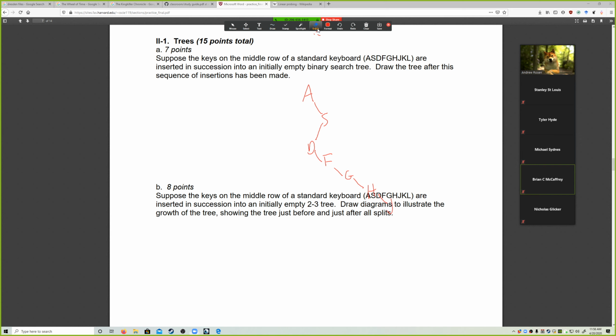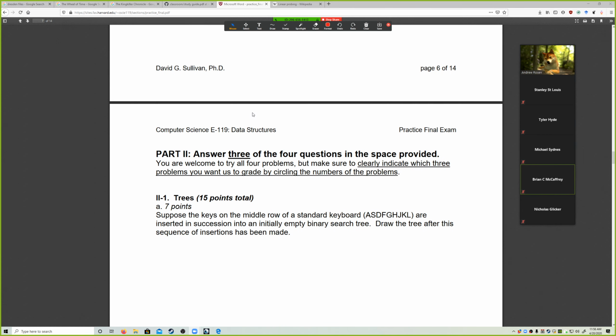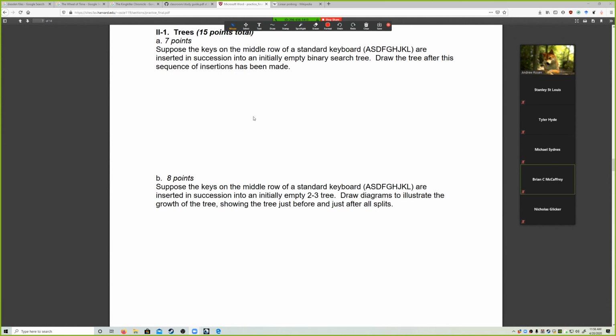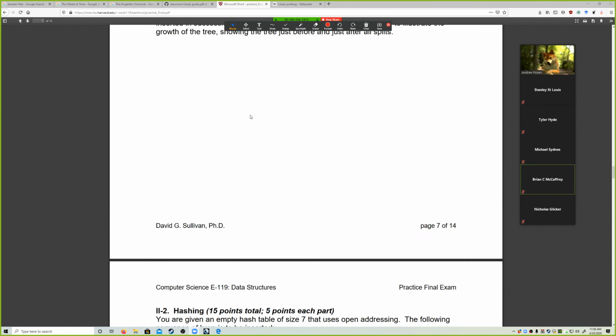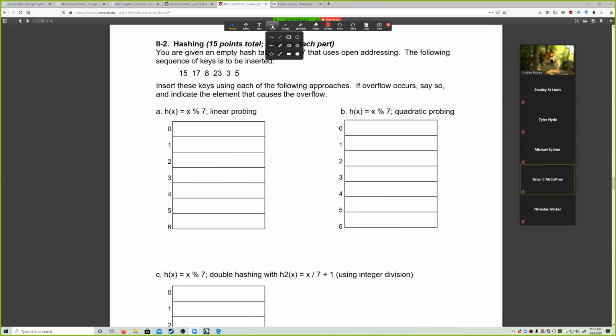Now here what they're saying is do the same thing but for a 2-3 tree, which is one of the types of self-balancing trees, and it has a tendency to split. But anyway, this is much more of the style of what you can expect on the exam.